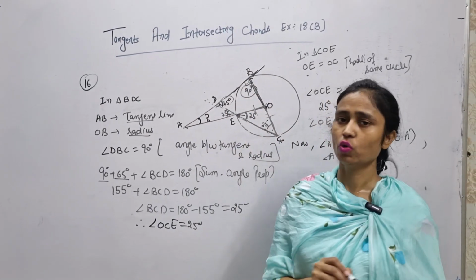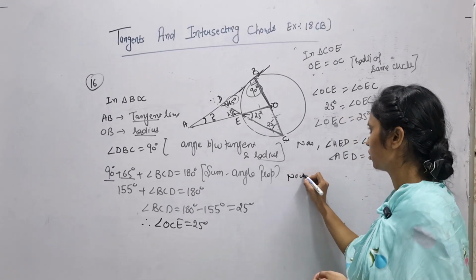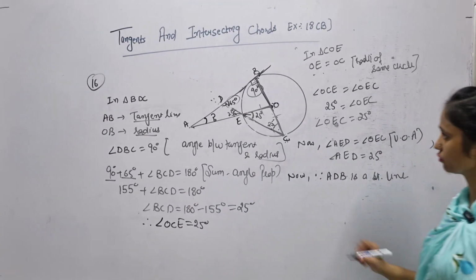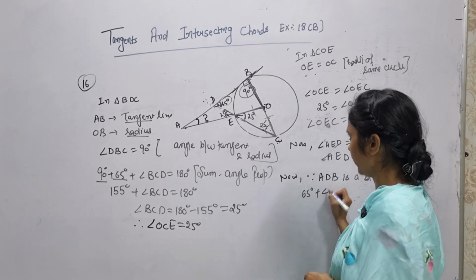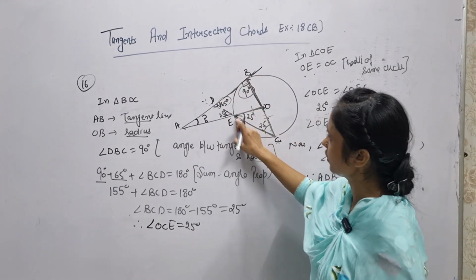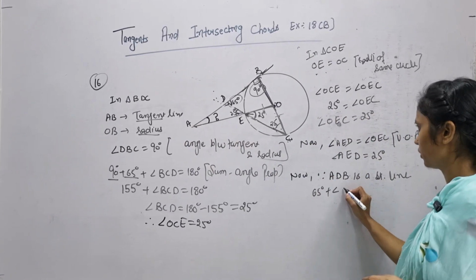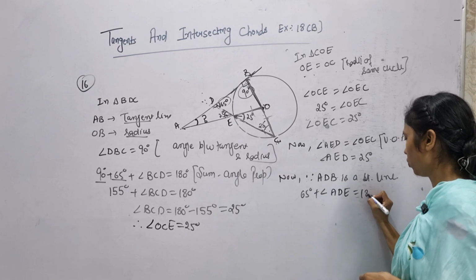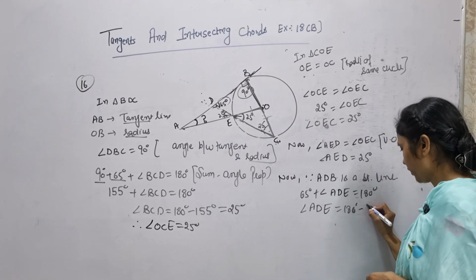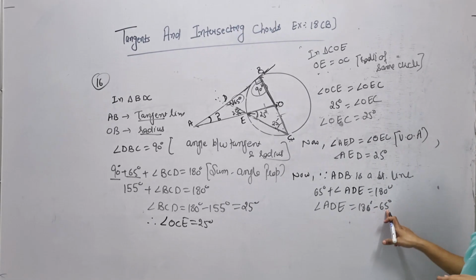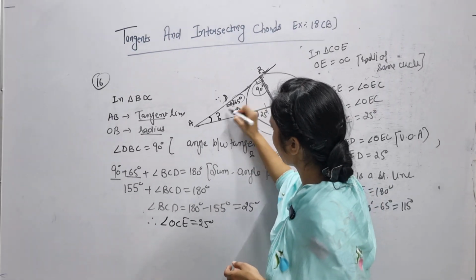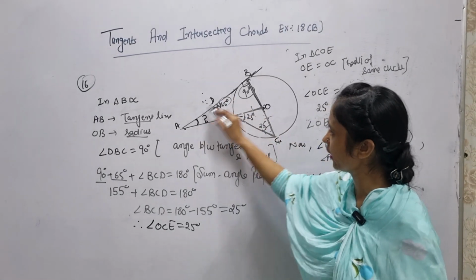What will be the sum of the two angles formed at D? 180 degrees. Because ADB is a straight line, 65 degrees plus angle ADE, that is EDB plus EDA, is equal to 180 degrees. So angle ADE is equal to 180 degrees minus 65 degrees, which is 115 degrees. This angle is 115 degrees. Now can we take this triangle ADE?